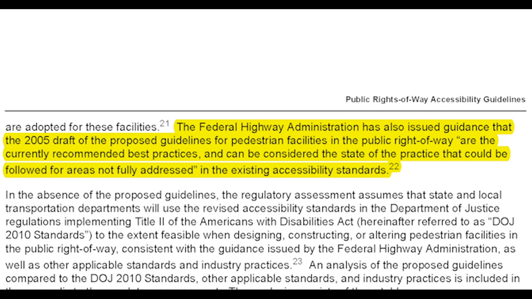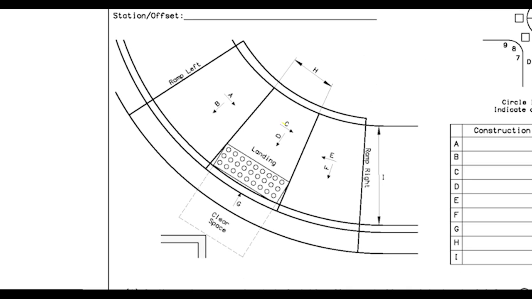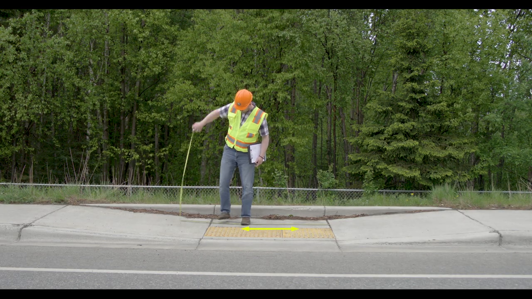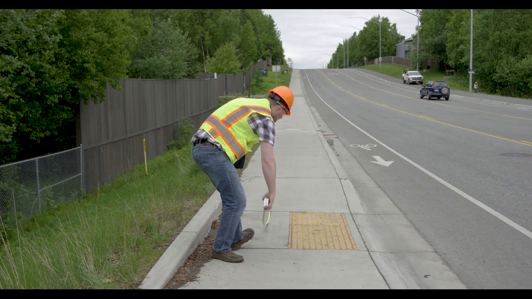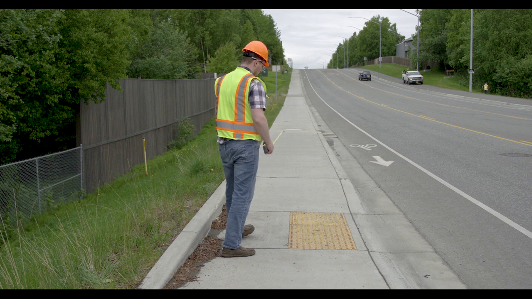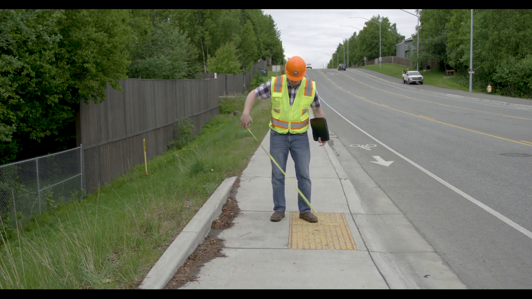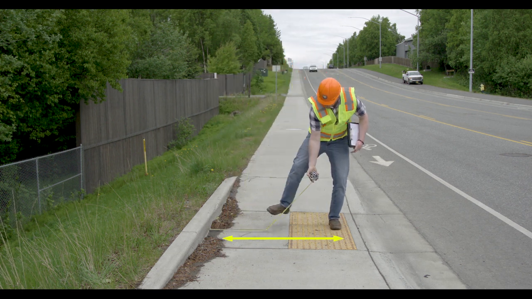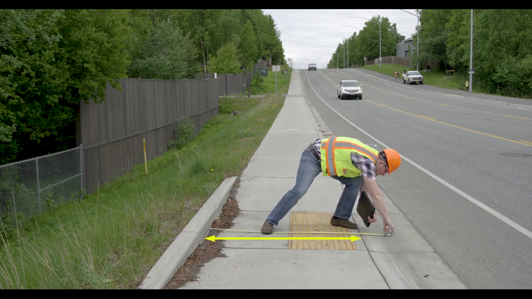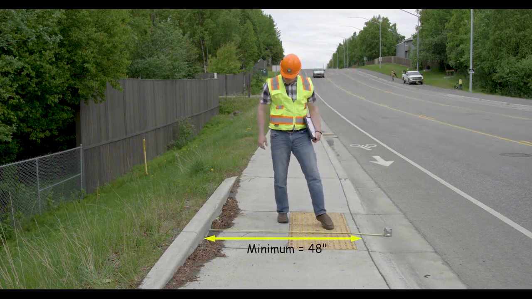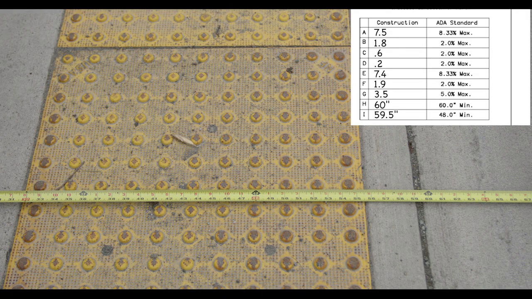As ADAAG is silent on the specifications of parallel curb ramps, PROWAG states that the minimum width of a parallel ramp's landing is 60 inches. Measure the shortest distance between the left and right ramp and record this measurement in box H. The width of the ramp should be the same as the length of the landing. Take the measurement perpendicular to the landing's width. As PROWAG has been supplemented, unlike the perpendicular ramp, the minimum ramp width must be 48 inches. Record this measurement in box I.